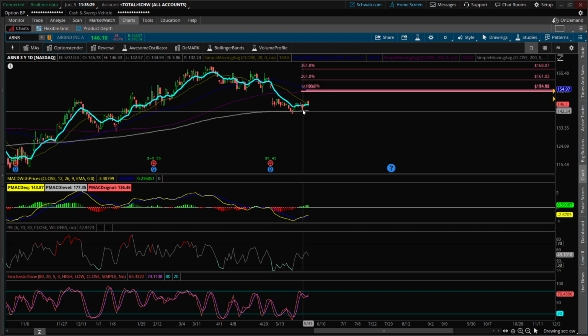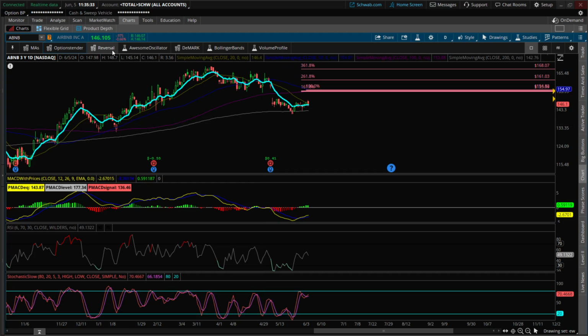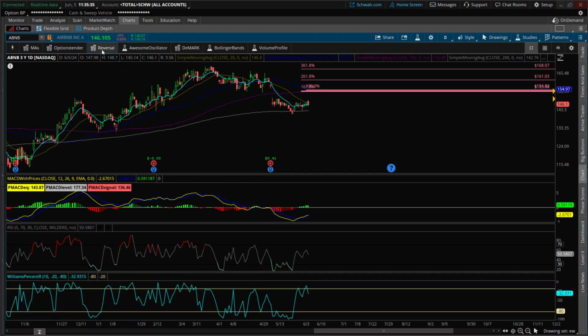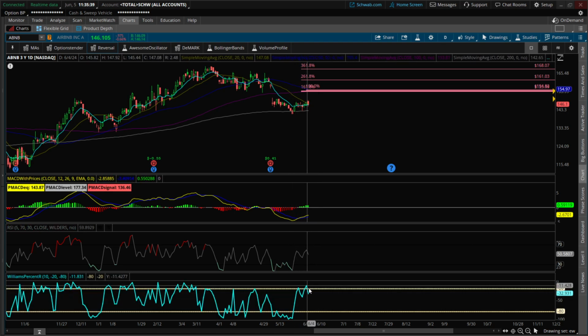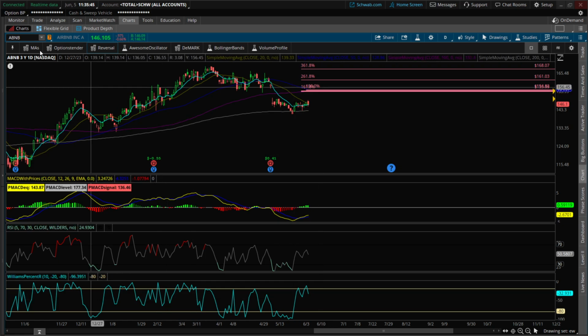All right, as we start to see price move to the upside, reversal, getting a little bit overbought there. Again, no divergences or anything like that. This could just oscillate above the negative 50 in this situation.